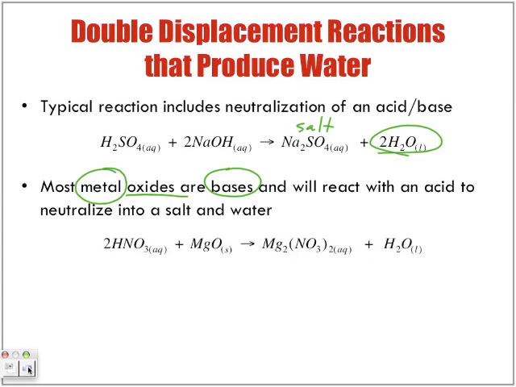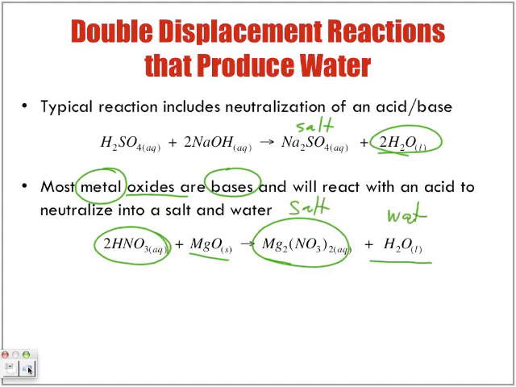Right? So here's our acid, nitric acid, combined with magnesium oxide. So that's going to react to form magnesium nitrate plus water. We're still forming our salt and our water. We have our acid. So if you see the acid, you see water in your process.